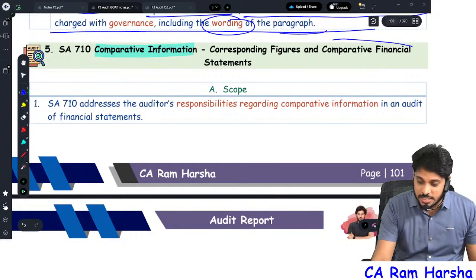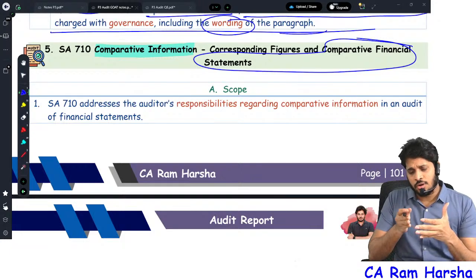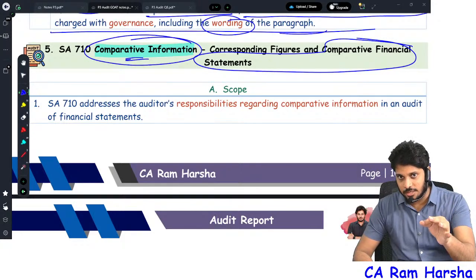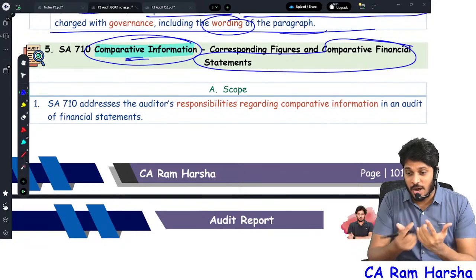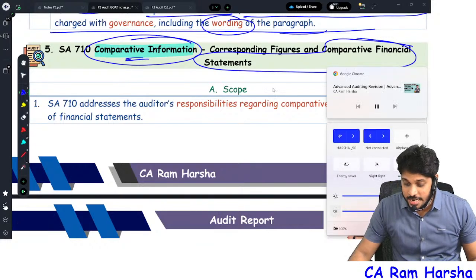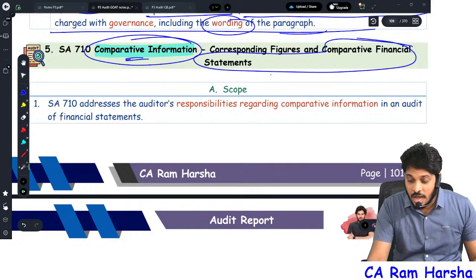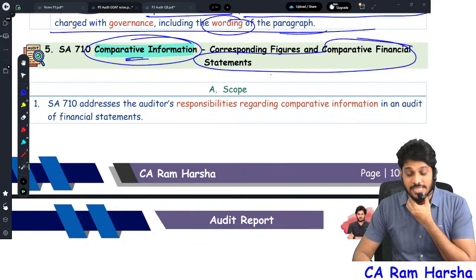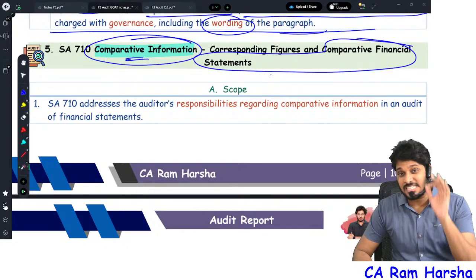The standard is exactly dealing with comparative information. What is the auditor's responsibility for comparative information? The auditor's responsibility will be different for corresponding figures, and different for comparative financial statements. In both cases, the responsibility of the auditor will vary substantially.